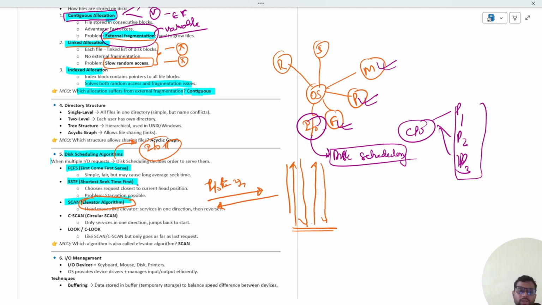And there could be the circular scan. Circular scan means that it handles the requests only in one direction. Only services in one direction. That means it will go up, then again come back to the bottom point, again go up, again come back to the bottom point, again go up, acknowledging the requests one by one. So this is called the circular scan. These are the different types of scheduling algorithms that we have seen.